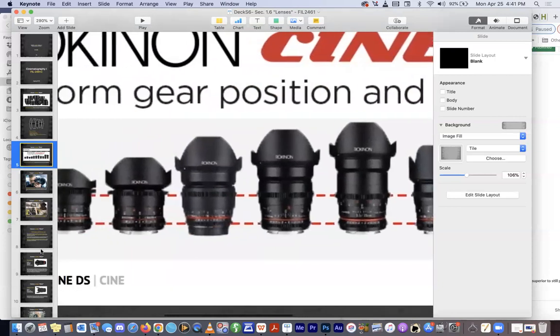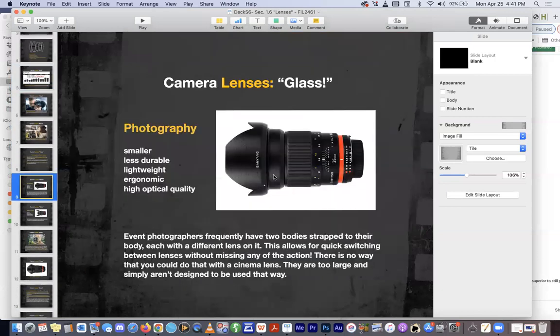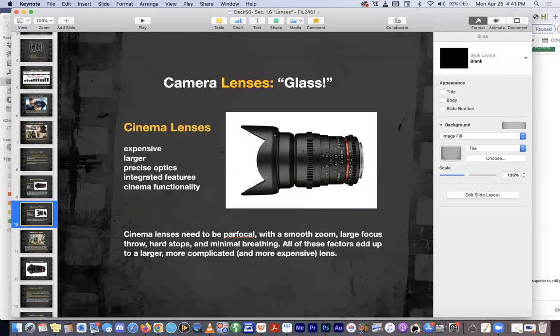And the biggest difference, I think I have an illustration down here, is going to be in the ergonomics of the lens. So for instance, this is a Rokinon 35 millimeter lens for a photographic application. And you'll notice that it's got a rubber grip surface here on the focus ring, so it can be focused manually by hand. It has iris adjustment control back here near the lens mount. And if we look at the cinema version of the same lens, this is also a 35 millimeter Rokinon lens, but this is the cinevised version.